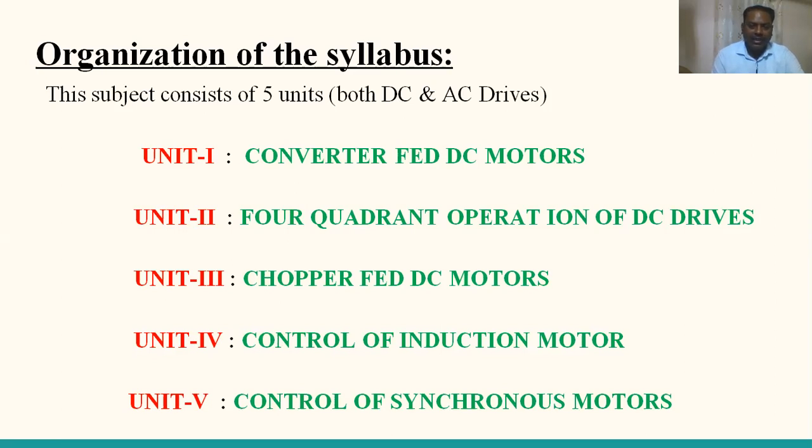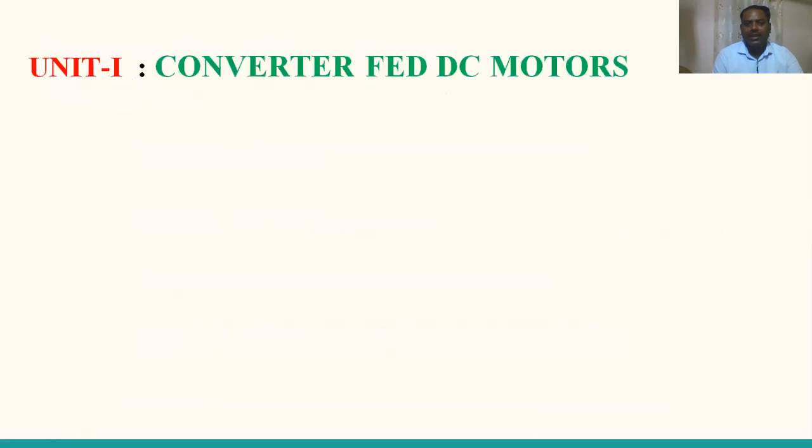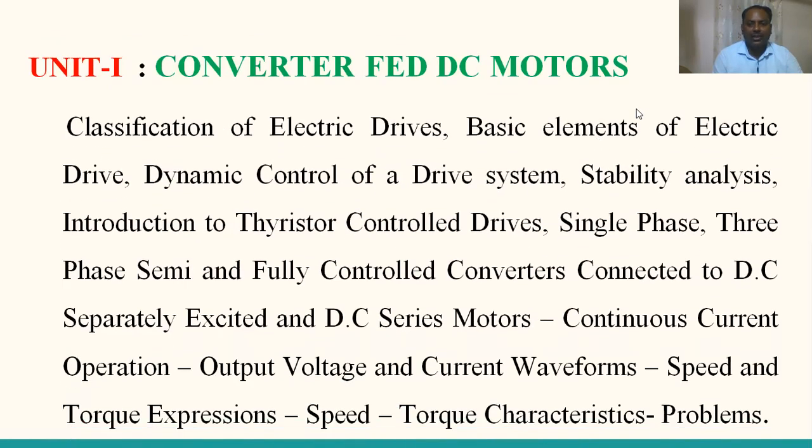Whereas unit 4 purely belongs to the control of induction motors, and similarly unit 5 belongs to the control of synchronous motors. So this is the organization of the syllabus. Let us have a look at what each unit consists of. Let us go to the first unit, the converter fed DC motors. See here, the contents of the converter fed DC motors are as follows.